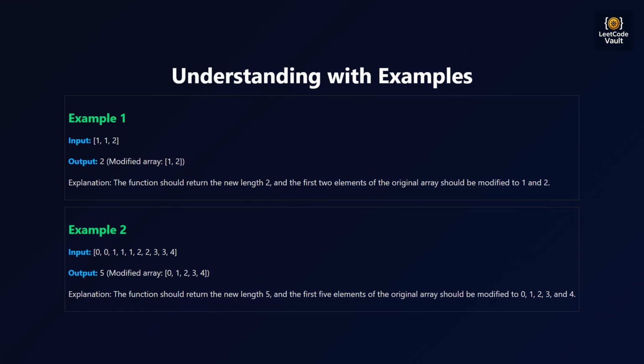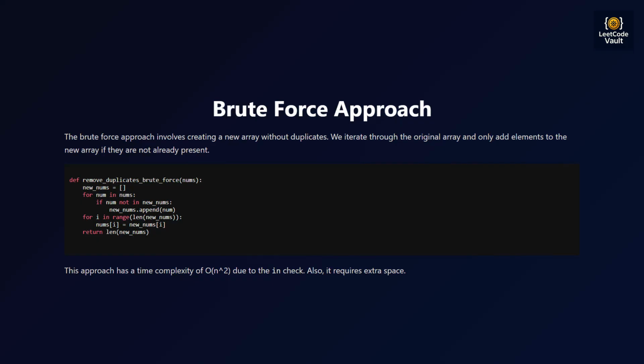See how we're keeping only the first occurrence of each number? The order of the remaining elements must be maintained. This is crucial. Now that we've visualized the problem, let's consider some approaches to solve it.